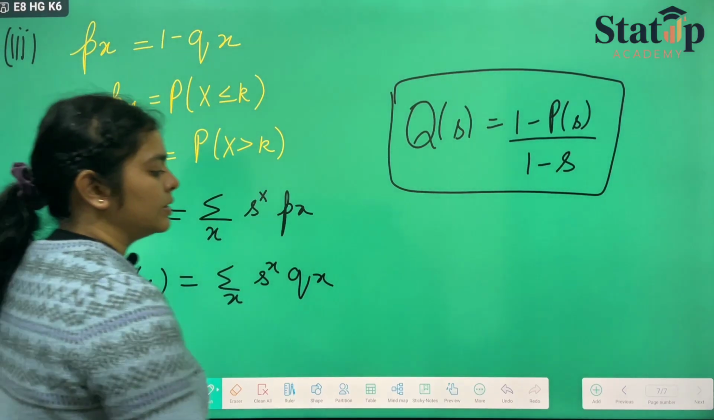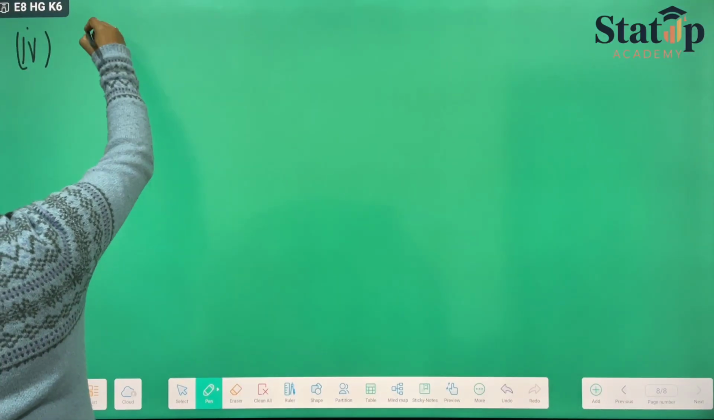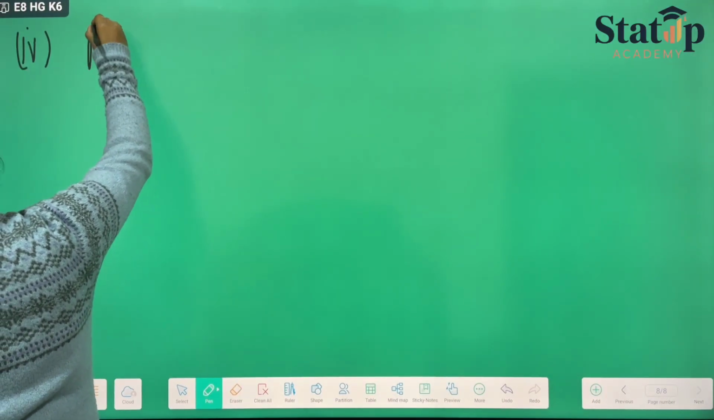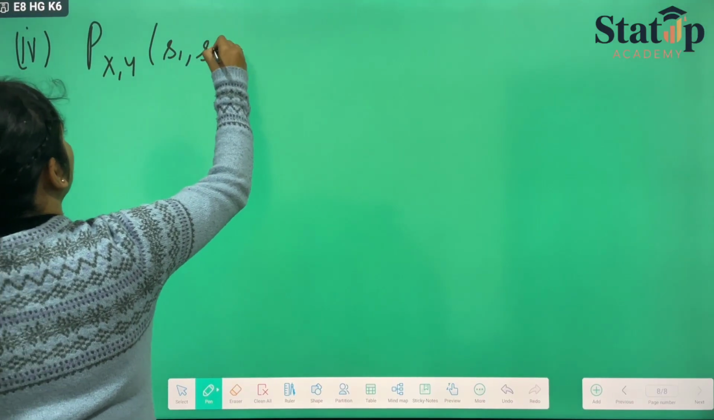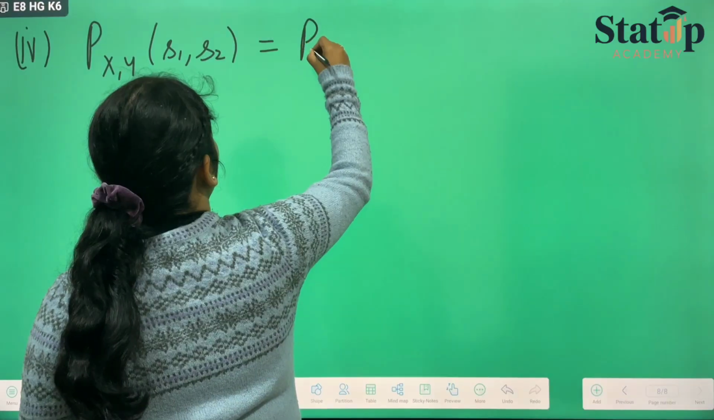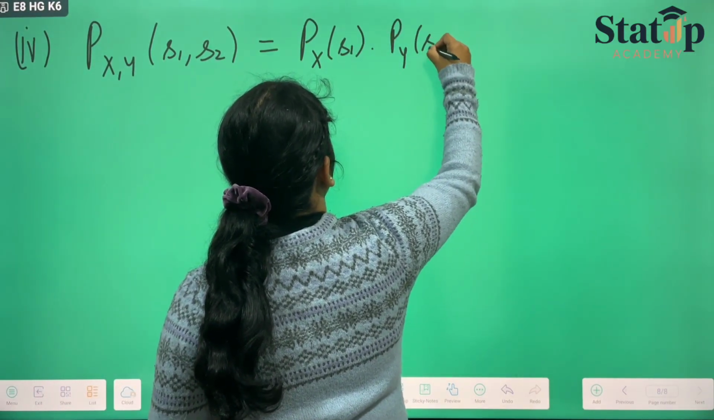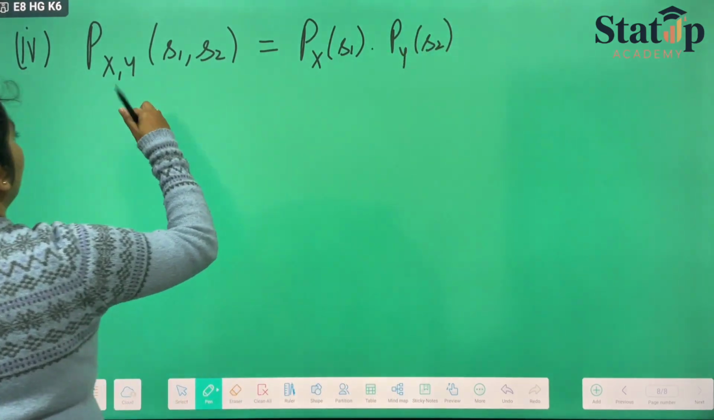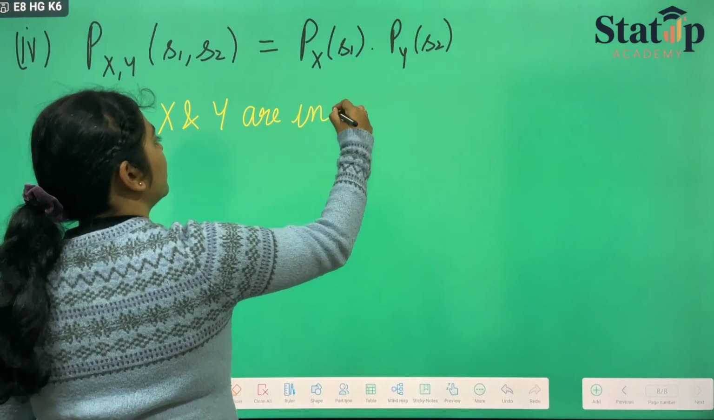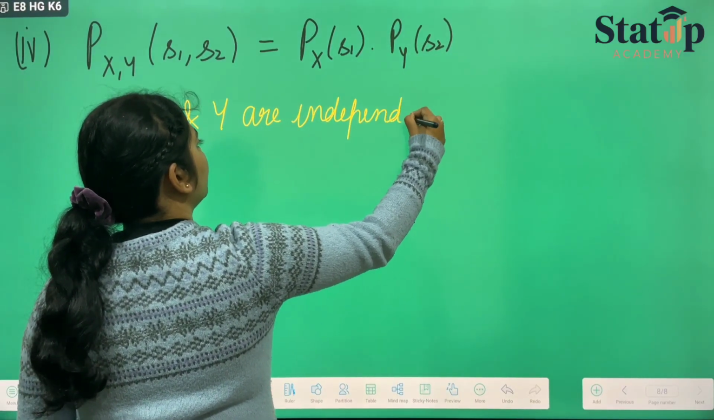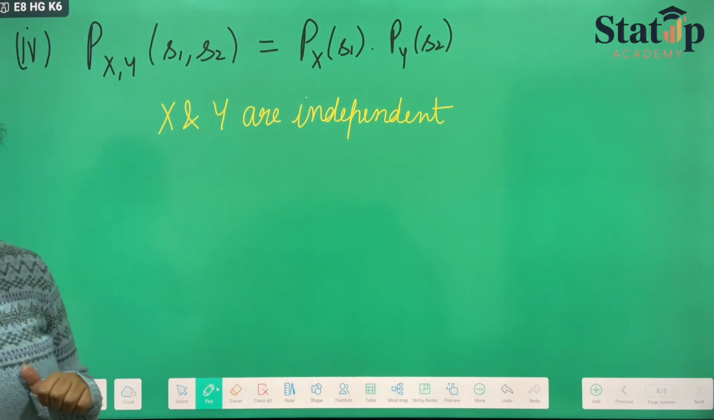And one more property is there, that if we have to prove that two variables x and y are independent. Suppose it has been given to us that P_{X,Y}(s1, s2) is equal to P_X(s1) into P_Y(s2), then only we can say that x and y are independent. If we have to prove that two discrete random variables are independent, we have to prove it by this property.